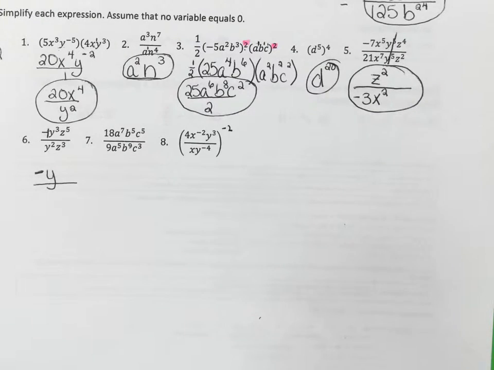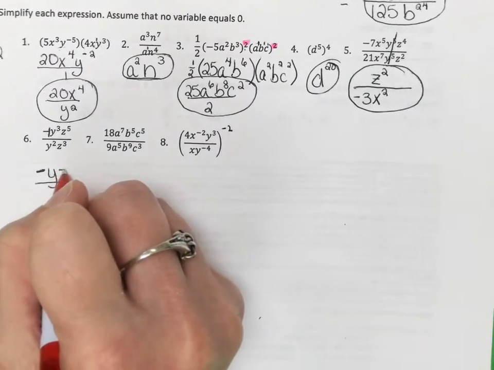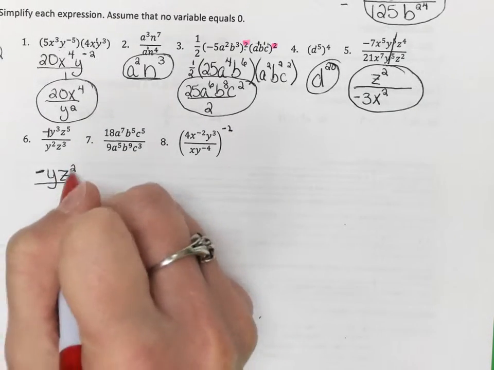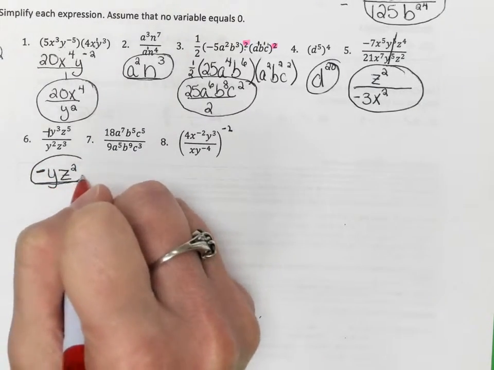And same thing. z to the 5 and z to the 3 gives you z to the 2. It's over 1, but I don't have to write the 1. So I'm done.